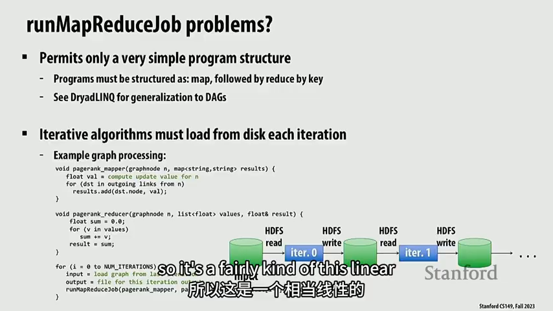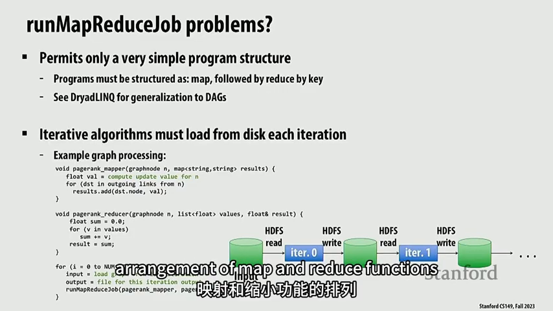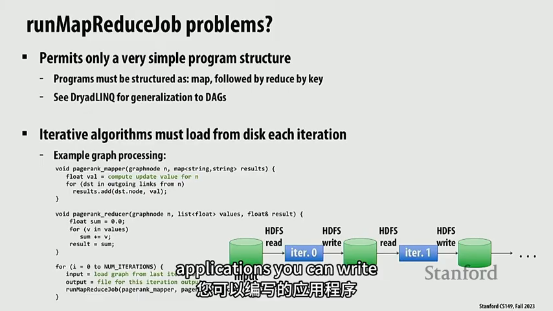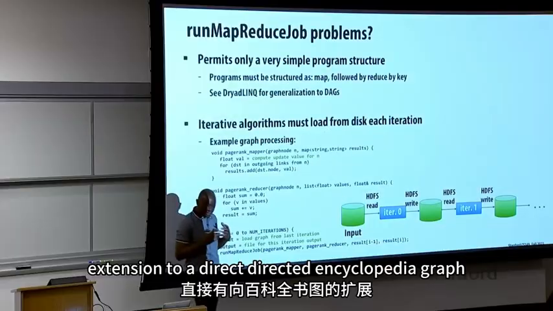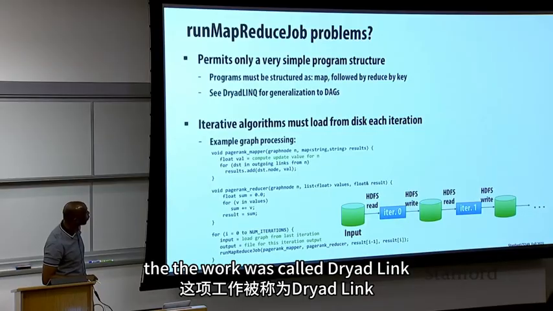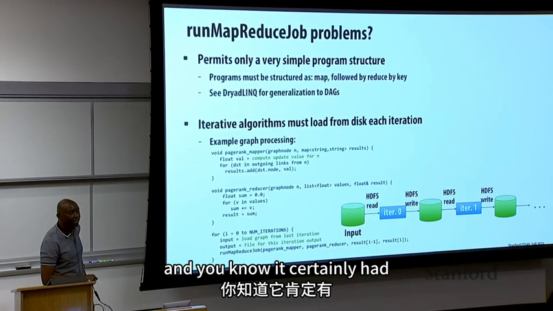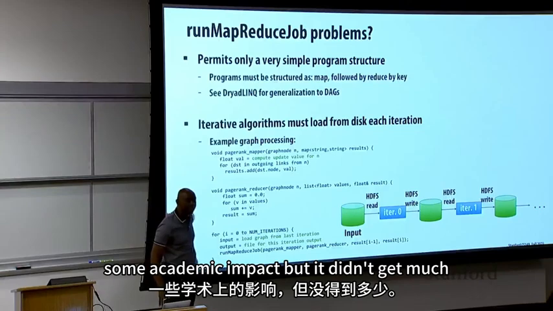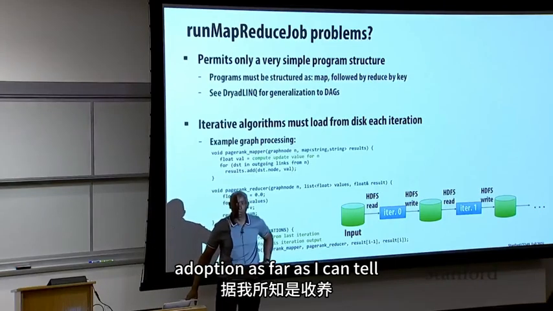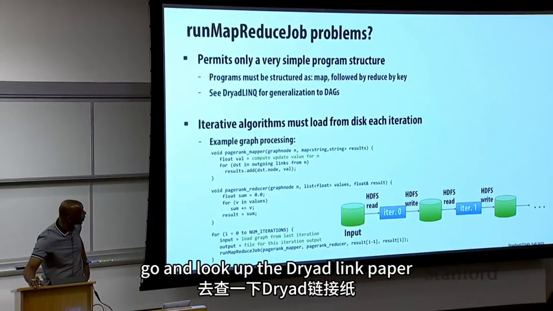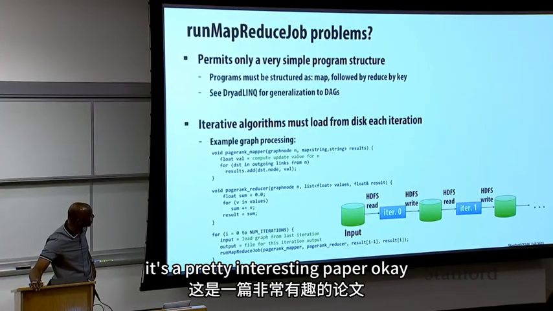So it's a fairly linear arrangement of map and reduce functions, which limits what kinds of applications you can write. And so there was an extension to a directed acyclic graph. The work was called DryadLINQ, and it certainly had some academic impact, but it didn't get much adoption as far as I can tell. But it's an interesting idea. If you're interested, go and look up the DryadLINQ paper. It's a pretty interesting paper.